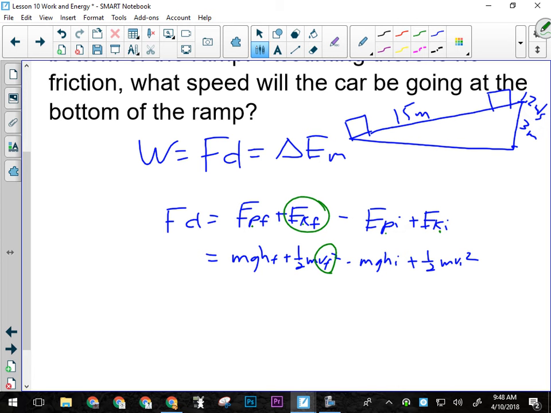Do we have any of this? Is there any potential energy at the bottom of the ramp? No, because the height at the bottom of the ramp is 0.